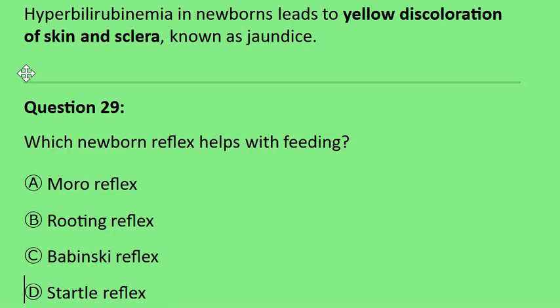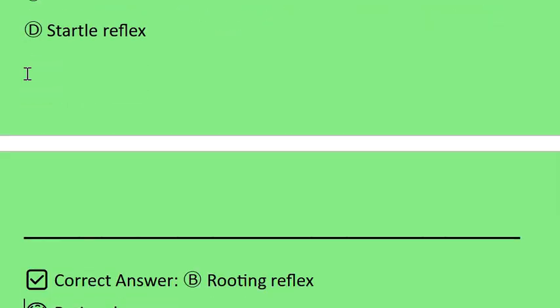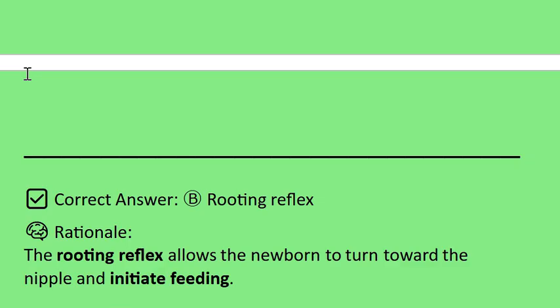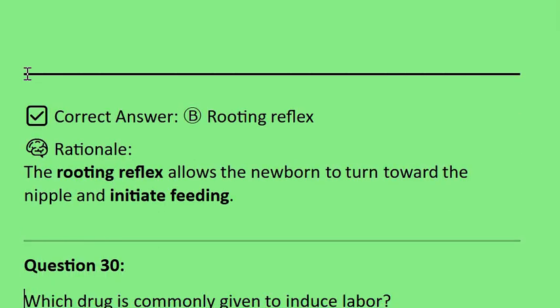Question number 29. Which newborn reflex helps with feeding? We have almost done this question, so I hope you will definitely give the answer right now. The correct answer for this question is option C, rooting reflex. What is rooting reflex? Again, we give you in the rationale that rooting reflex allows the newborn to turn toward the nipple and initiate feeding.